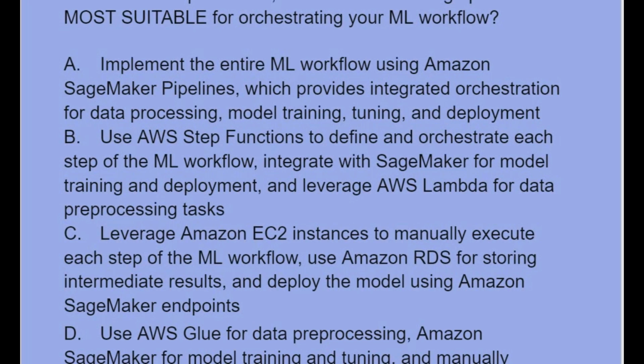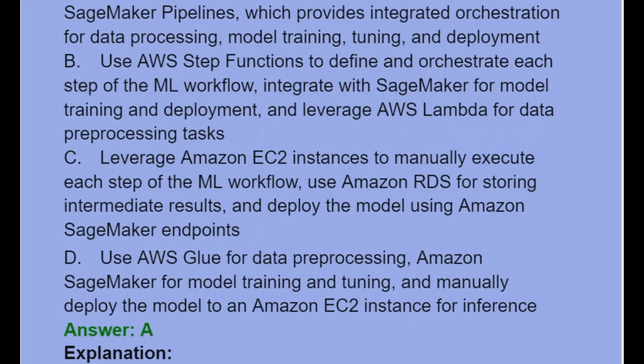Option C, leverage Amazon EC2 instances to manually execute each step of the ML workflow. Use Amazon RDS for storing intermediate results and deploy the model using Amazon SageMaker endpoints. Option D, use AWS Glue for data processing, Amazon SageMaker for model training and tuning, and manually deploy the model to an Amazon EC2 instance for inference. Correct answer is option A.